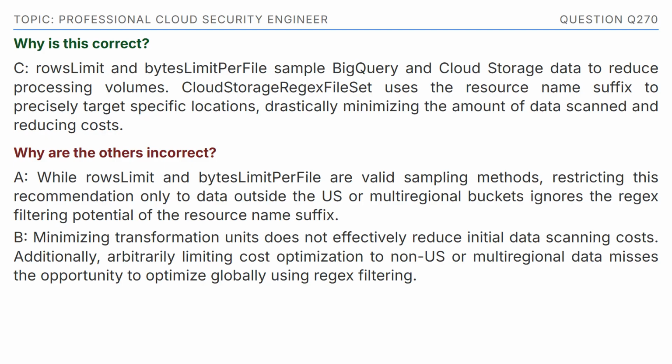Why are the others incorrect? A. While rows limit and bytes limit per file are valid sampling methods, restricting this recommendation only to data outside the US or multi-regional buckets ignores the regex filtering potential of the resource name suffix. B. Minimizing transformation units does not effectively reduce initial data scanning costs. Additionally, arbitrarily limiting cost optimization to non-US or multi-regional data misses the opportunity to optimize globally using regex filtering.